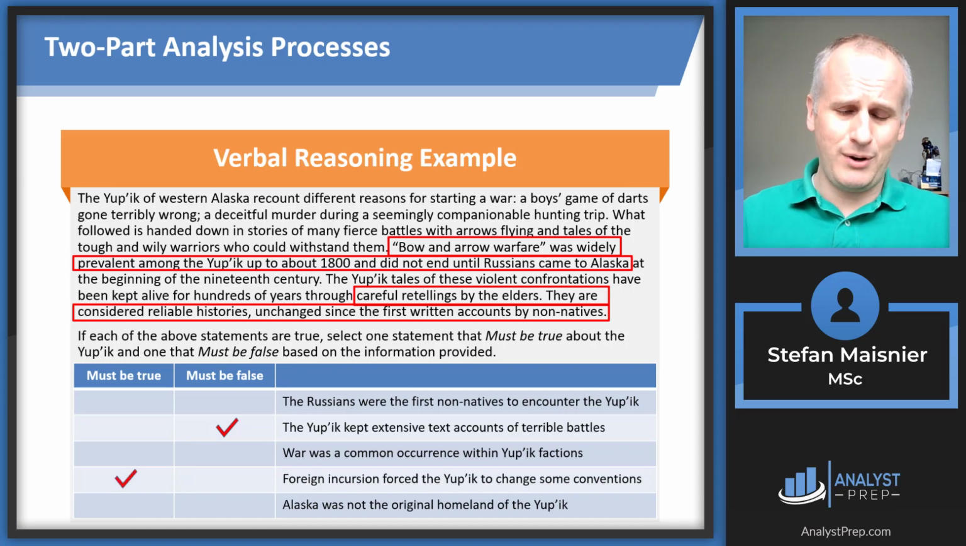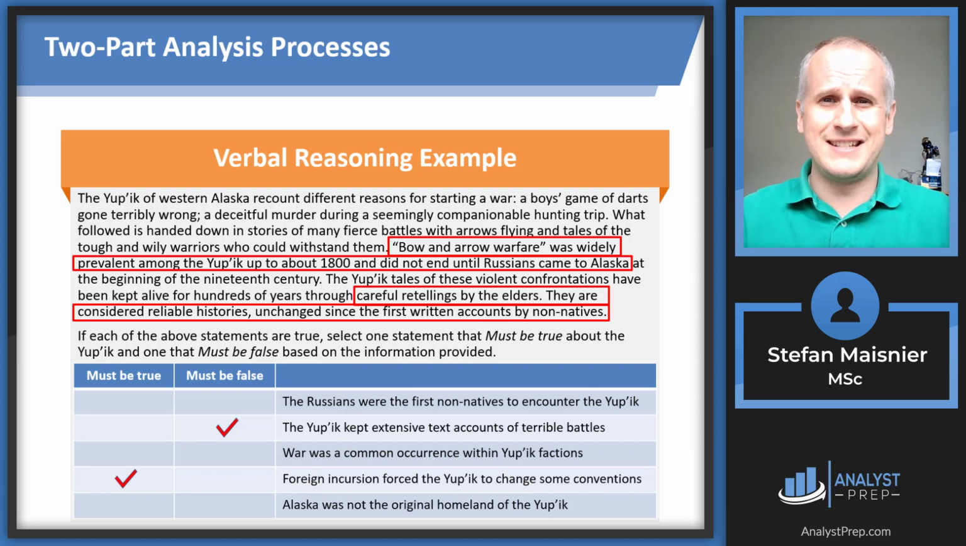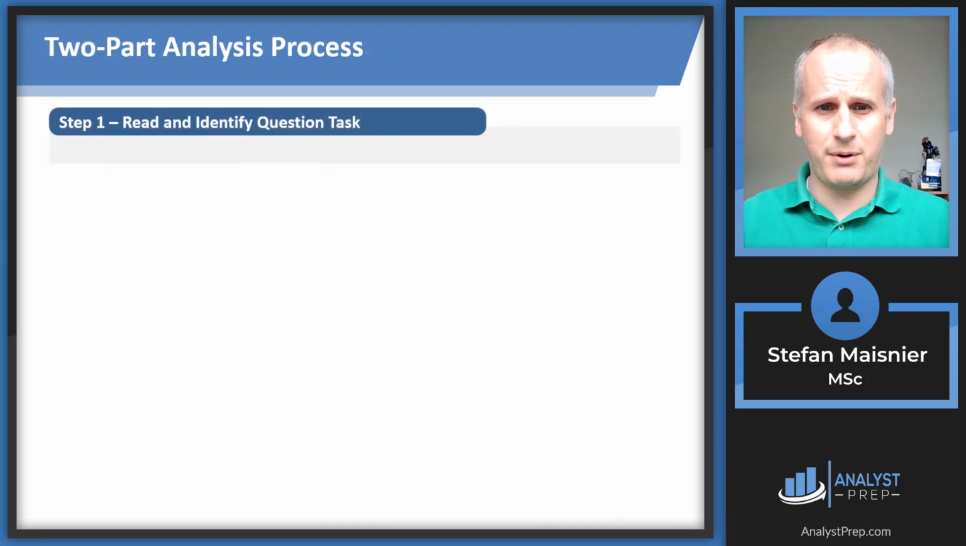And then with the final option, Alaska was not the original homeland of the Yupik. There is nothing to indicate that, although they do mention the Yupik of being from Western Alaska at the beginning of the passage. So those are the two primary types of questions you'll find about two-part analysis.